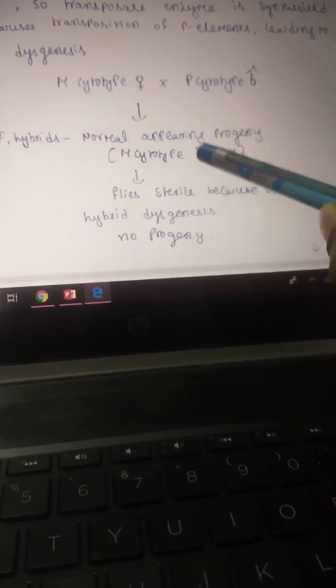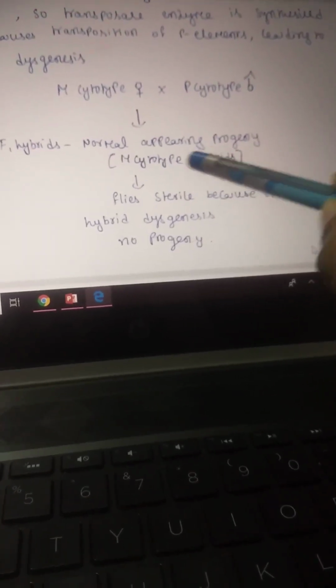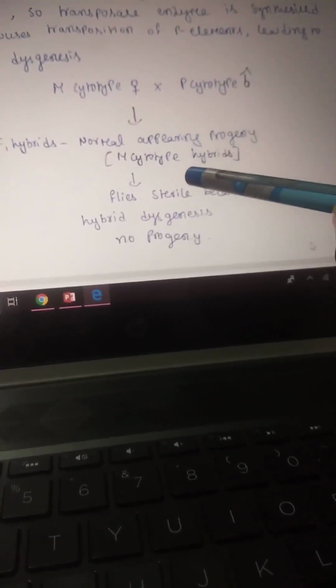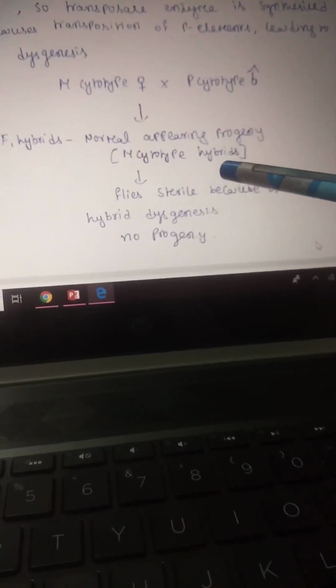F1 hybrids, they look normal but the flies are sterile. Why the flies are sterile? M cytotype is not having P elements. P cytotype has P elements. So the cytoplasm of M cytotype is not having repressor protein. When P elements are entering into M cytotype, repressor protein is not there. So when repressor protein is not there, P elements will synthesize transposase enzyme. Because transposase enzyme is synthesized, P element will move.